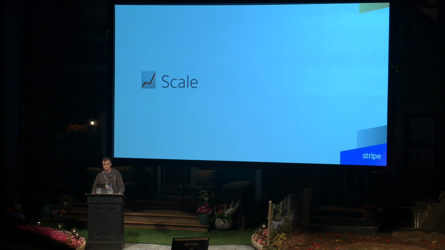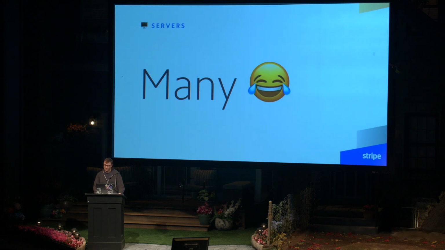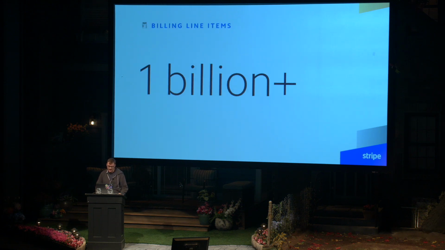So I mentioned that we were going to talk about how we measure costs at scale. What does scale mean for Stripe? Well, we have hundreds of host types. These are unique workloads that correspond loosely to Puppet role definitions that run individual jobs and tasks on our infrastructure. We have a bunch of servers. And we've received in our history over 1 billion AWS billing line items.